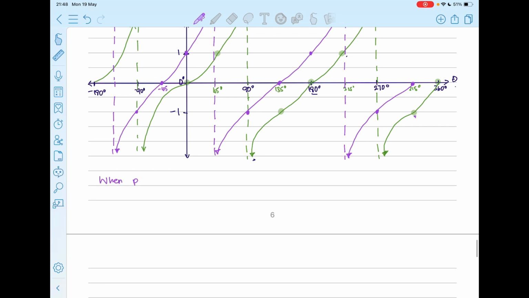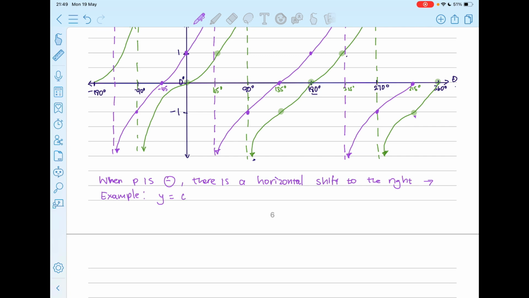So when p is negative, there is a horizontal shift to the right. So you expect your graph to move to the right. For example, I'm not going to sketch this one. This can be a challenge for you to try by yourself.